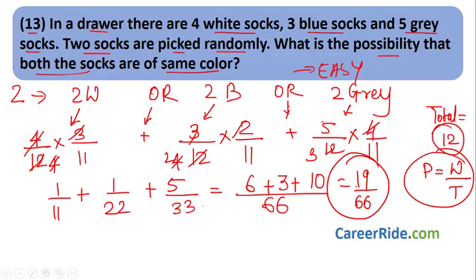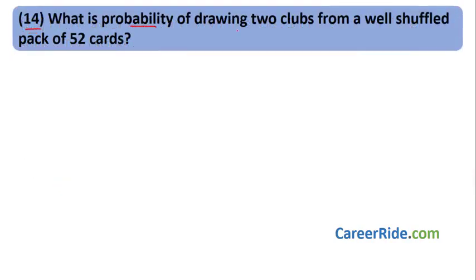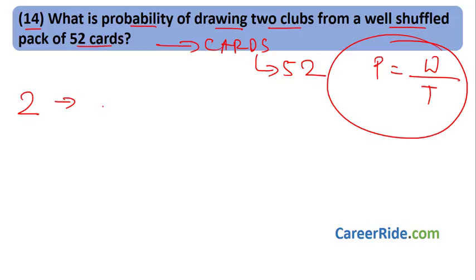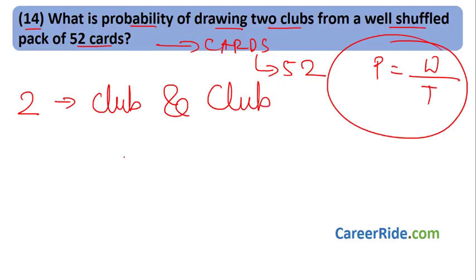Moving to question number 14. What is the probability of drawing 2 clubs from a well shuffled pack of 52 cards? Again, the sum on cards. Total possibilities 52. Probability is what? What I want divided by total. What do I want? I want 2 cards. Both the cards should be club cards. That means take one club card and then again take the second club card, right?